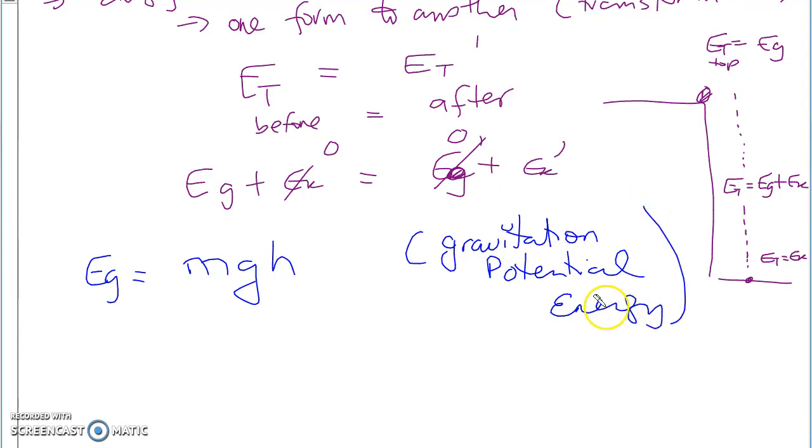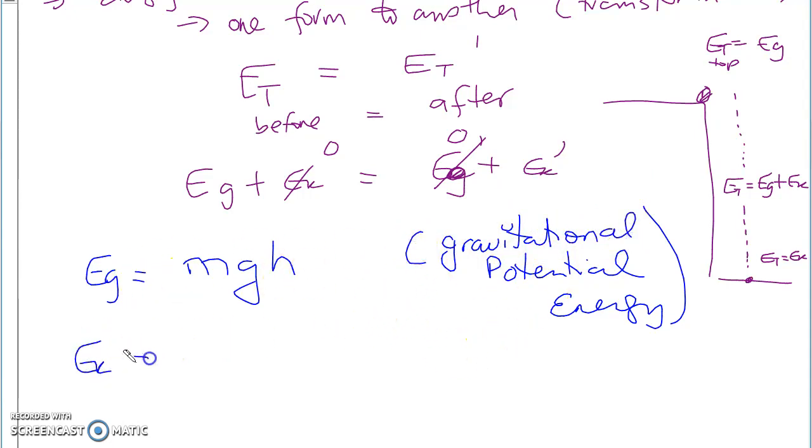Now don't just say potential energy, because potential energy basically means it could be potential for anything. It could be elastic potential, it could be nuclear potential, it could be chemical potential, right? Potential is just a word, means there is potential for it. So we are talking about gravitational, so therefore this is known as gravitational potential energy.